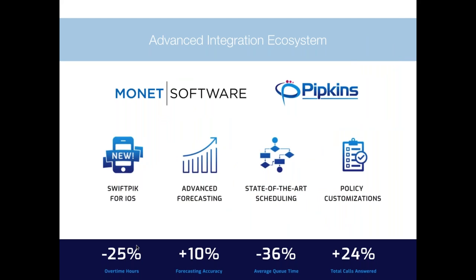And with the Pipkins and Monet integrations, these are there to provide advanced forecasting and scheduling. There are some metrics shown on the screen right here of decreased overtime hours and increased accuracy on forecasting. These are metrics produced by Pipkins and Monet of what they've seen when a contact center implements workforce management into their center.